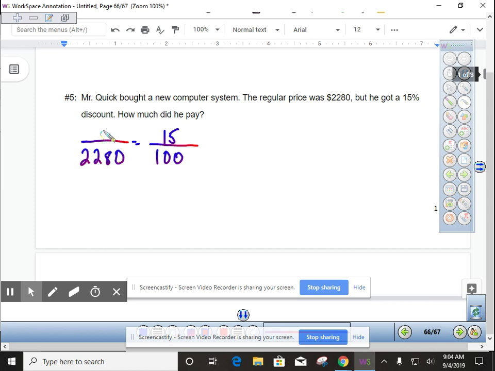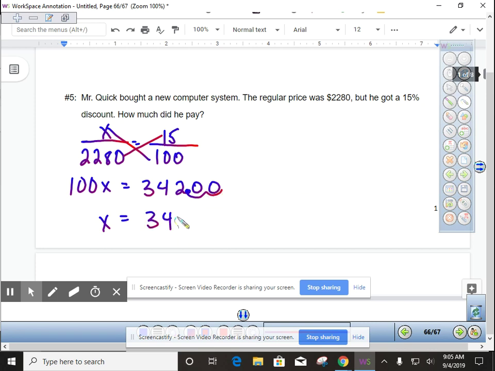You all have this written on your paper already from yesterday, right? I'm gonna go kind of fast. Cross multiply. We get 100x equals, what's 2280 times 15? One person, tell me what it is. 34,200, right? And then we divide by 100. What was my trick for dividing by 100? You either mark off the zeros or move the decimal 2 places to the left. Either way, it's the same thing.